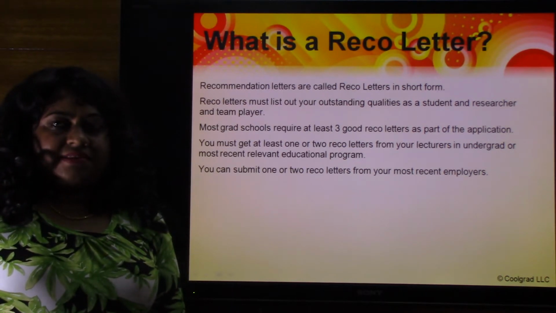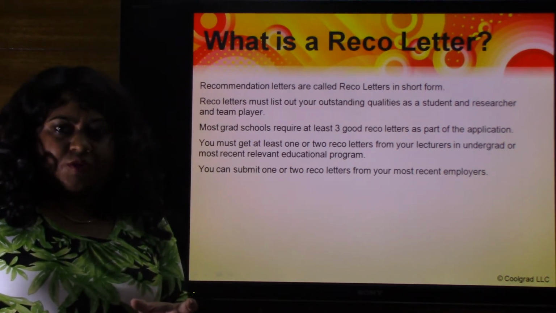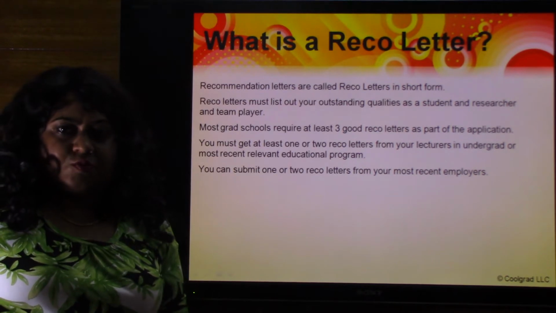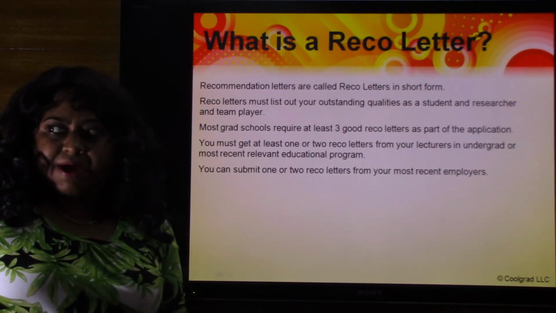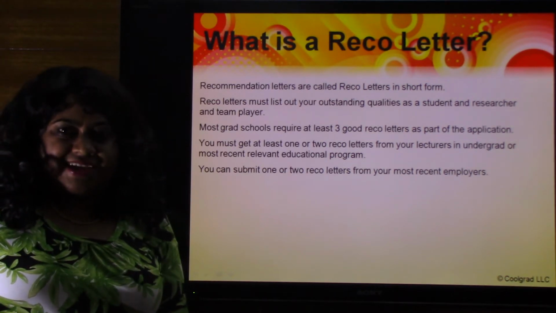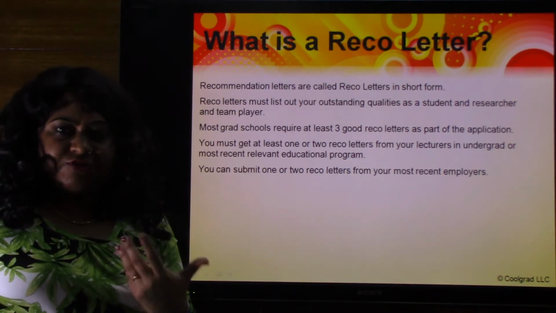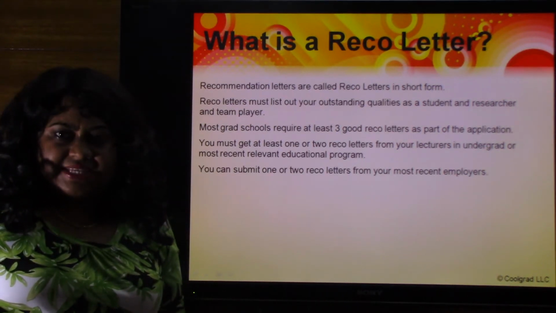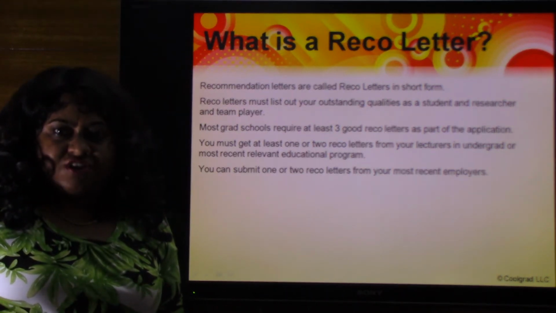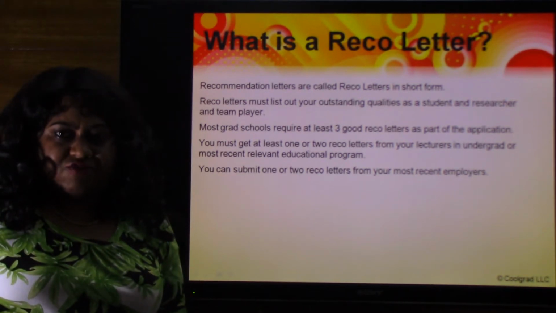Even if you have many years of work experience and it's been a long time since you went to school, it would still be helpful if someone from an academic background can give you a recommendation letter. Because if you are applying to a university, they would like to see someone who can assess your skills as a student and a researcher to give you a recommendation letter.